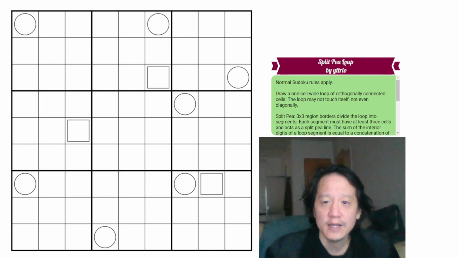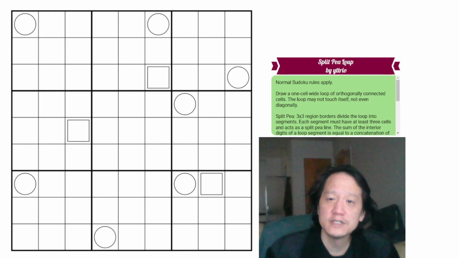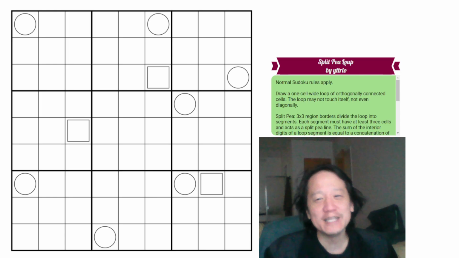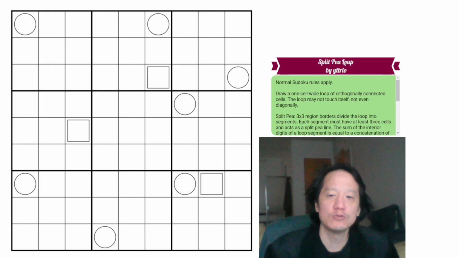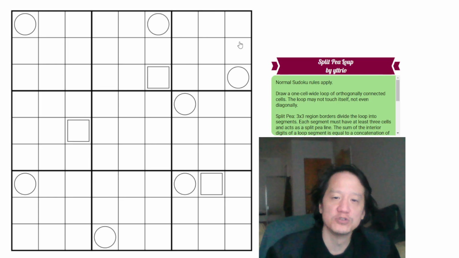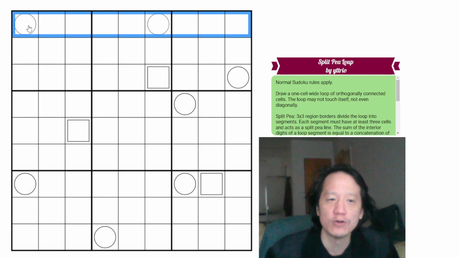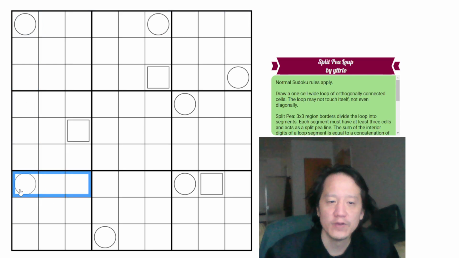And now on to today's puzzle, which is a hard level difficulty puzzle, and it's called Split. I can't speak right now. Split P Loop by Yitrio. And here are the rules. Normal Sudoku rules apply, which means place the digits 1 through 9 once each in every row, column, and box.